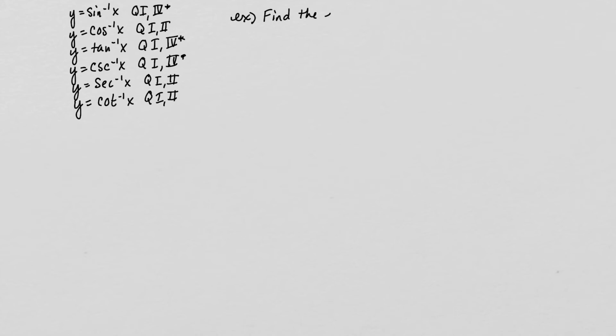find the exact value of cosine inverse of 1/2. Okay, so I always think when you're working with the inverse functions, it's much easier to think in terms of the regular trig functions, not the inverse functions. So what I do is I always set these equal to theta. Some angle, this inverse cosine is going to be equal to some angle. And I can rewrite this now to say that the cosine of theta is equal to 1/2.